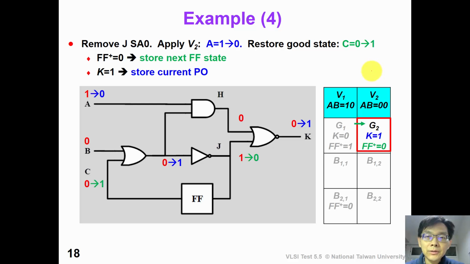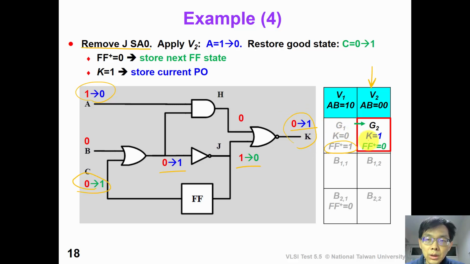After we finish the first vector V1, now let's move on to V2. First of all, we cancel the previous fault J stuck at 0. Now we run a good circuit simulation. A is now falling to 0. As we have known from the previous simulation, the next value of the flip-flop will be 1. So we have 2 new events coming in, which will trigger 3 more events in the circuit.